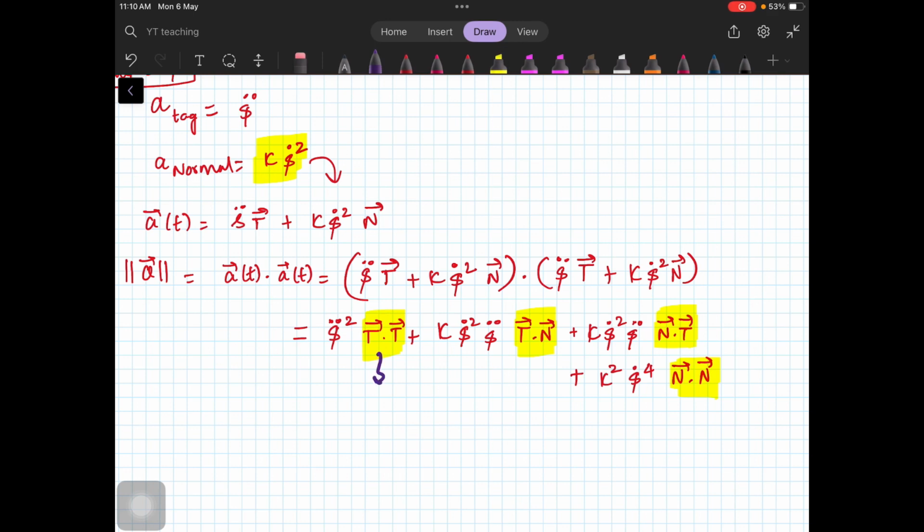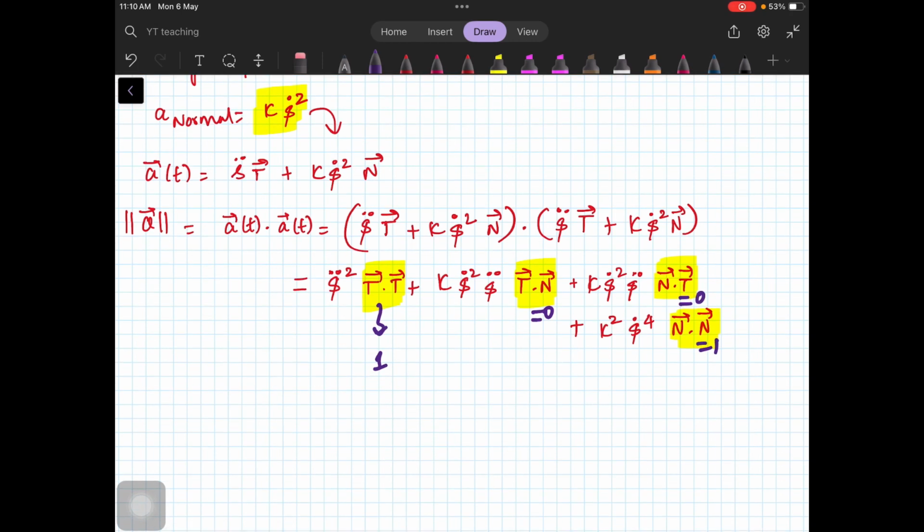Okay, so this quantity is 1. Why? Because t is a unit vector, right? And if you look at the second quantity, t dot n, this quantity here is 0 because t and n are perpendicular. Similarly, this is 0 and this is 1 because of the unit vector n.